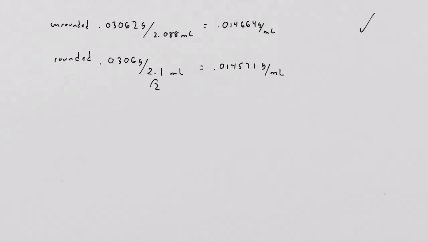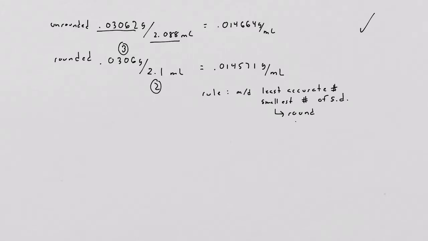This number down here has 2 significant digits, and this one has 3. So even though these numbers don't illustrate that point, when you do the final calculation, because of the rule for multiplication and division, when you're doing multiplication and division, okay, the least accurate number, which means the smallest number of significant digits, is going to determine how you're going to round. So if you have one number with 2 significant figures, the other one has 3, you're going to round to 2 significant digits. Now in this particular case, it means you're going to round right there. And in both cases, you're going to round up, so you end up with 0.015 grams per milliliter. In this particular case, your final result is unchanged.